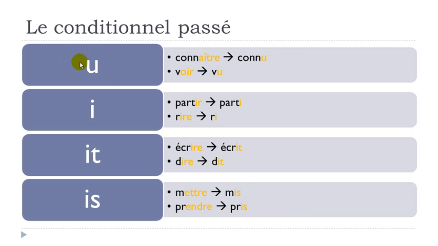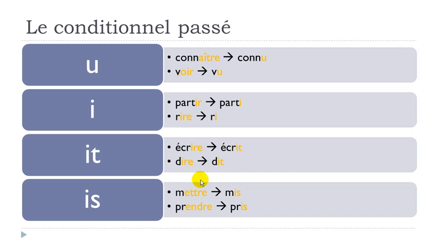So subgroups here, talking about the ones ending with U, okay? So for example, connaître, to know, will become connu, okay? Voir, to see, will become vu, okay? Ending with I, partir will become parti. Partir is to leave. Rire, to laugh, will become ri, okay? The ones ending with IT, like here, écrire, to write, écrit. Dire, to say, dit.